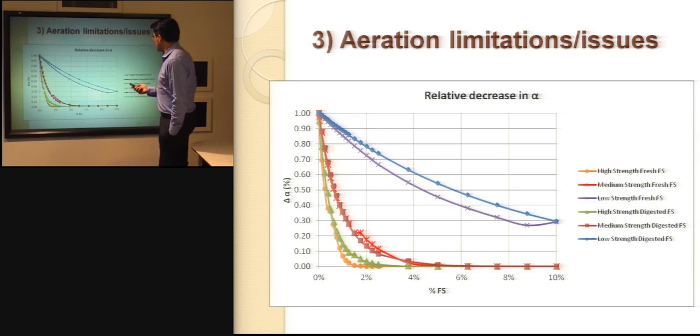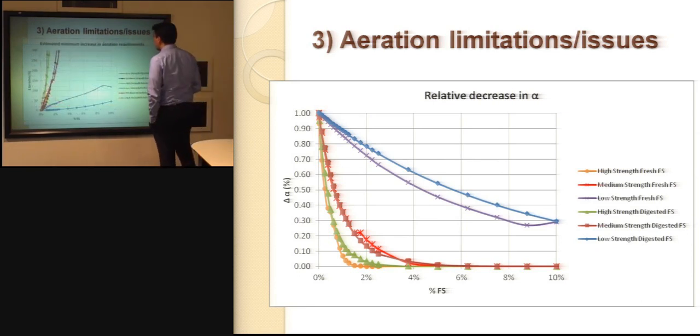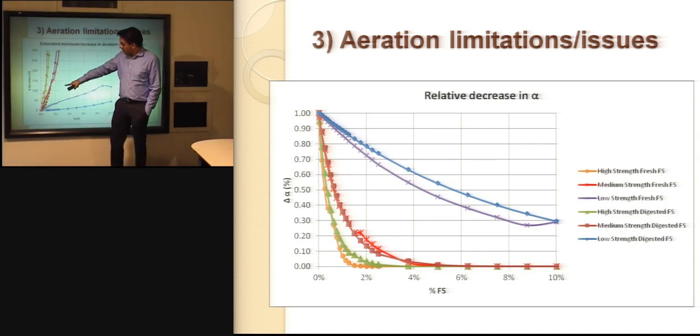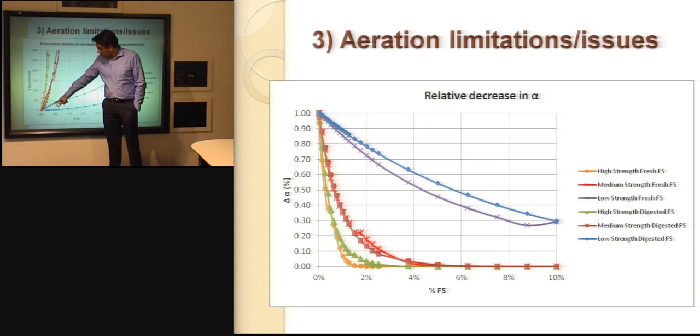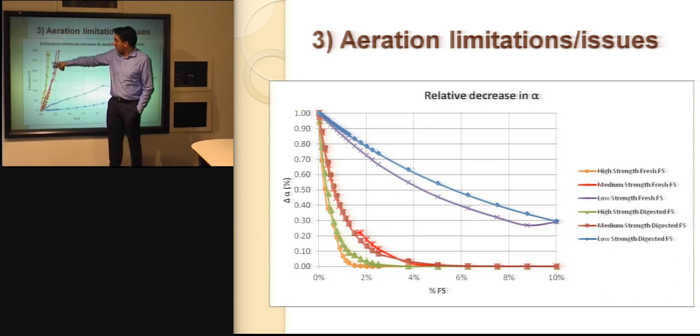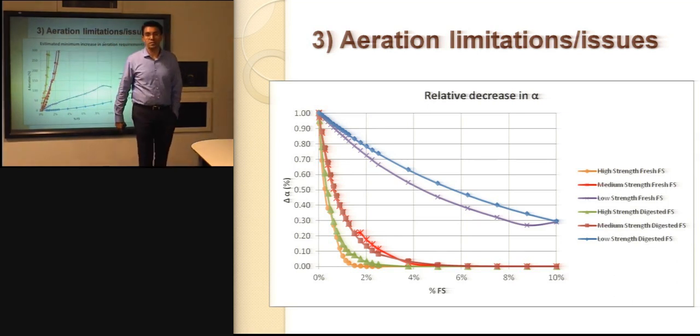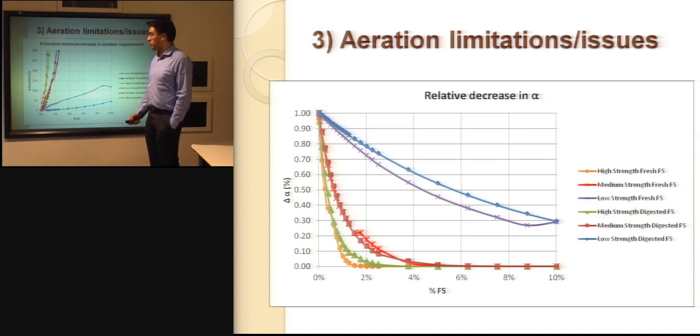What are the implications of these processes? Well, the implication is that we will need to double or dramatically increase the aeration in our system to compensate for that drop in aeration efficiency, in the oxygen transfer efficiency of our plant. That means that to compensate, we will need to increase our aeration capacity dramatically, even double it already with 1%, and increase even further as the fecal sludge increases in our plant.